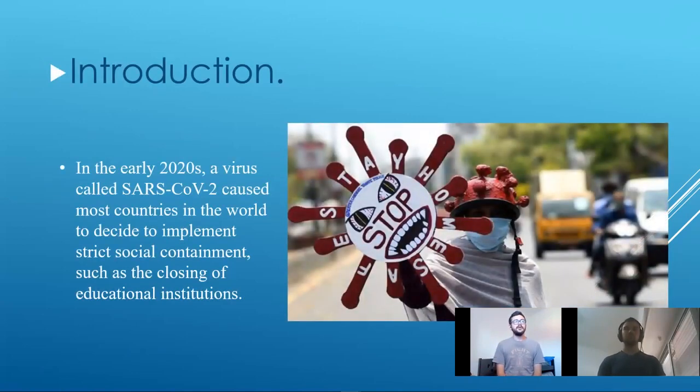As you know, in early 2020, a virus called SARS-CoV-2 or COVID-19 caused most countries in the world to decide to implement a strict social containment, such as the closure of educational institutions. This strict social containment started in China, but we are a global society, so these measures expanded to all the world, equal to the virus.